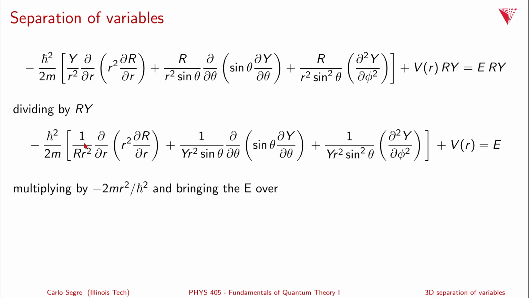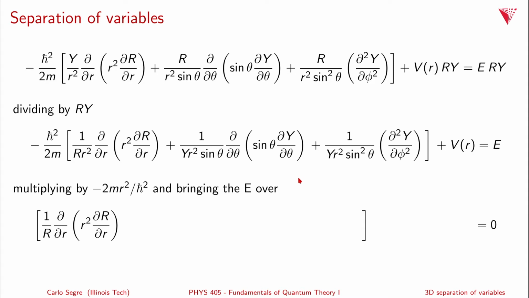If we now multiply times the quantity 2mr squared over h bar squared, and then we bring the E over here, you can see what's going to happen. That's going to cancel this term in front, bringing it to the two terms here. But not only that, because you have an r squared here, you're going to get rid of this r squared, you're going to get rid of this r squared and this r squared. And the importance of that is that now this term here and this term here no longer have any dependence on the radial coordinate, r.